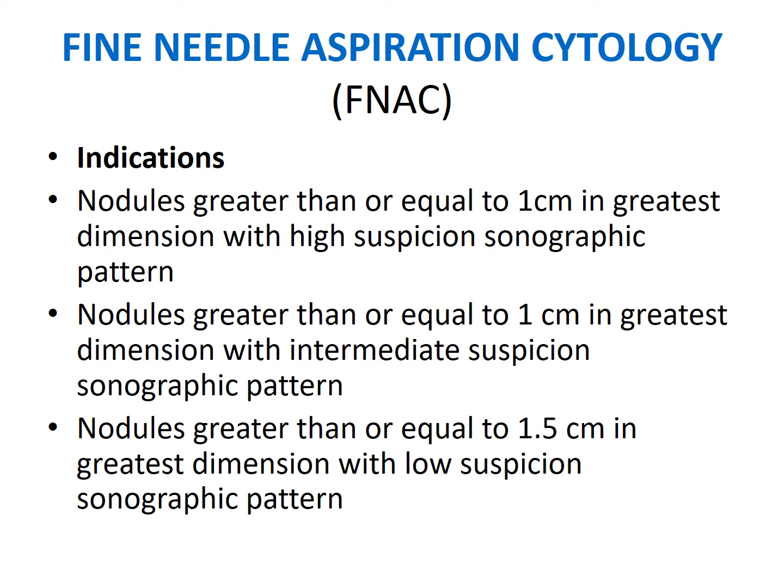If you remember, in our previous slide, we discussed the American Association guidelines regarding the thyroid nodules investigations, and they suggested that again thyroid nodules which are equal to 1 centimeter or greater must be investigated thoroughly because they are the ones who have a higher chance of malignancy. Now, the second indication would be nodules which are greater than or equal to 1 centimeter in the greatest dimension, even with intermediate suspicion in ultrasonographic pattern.